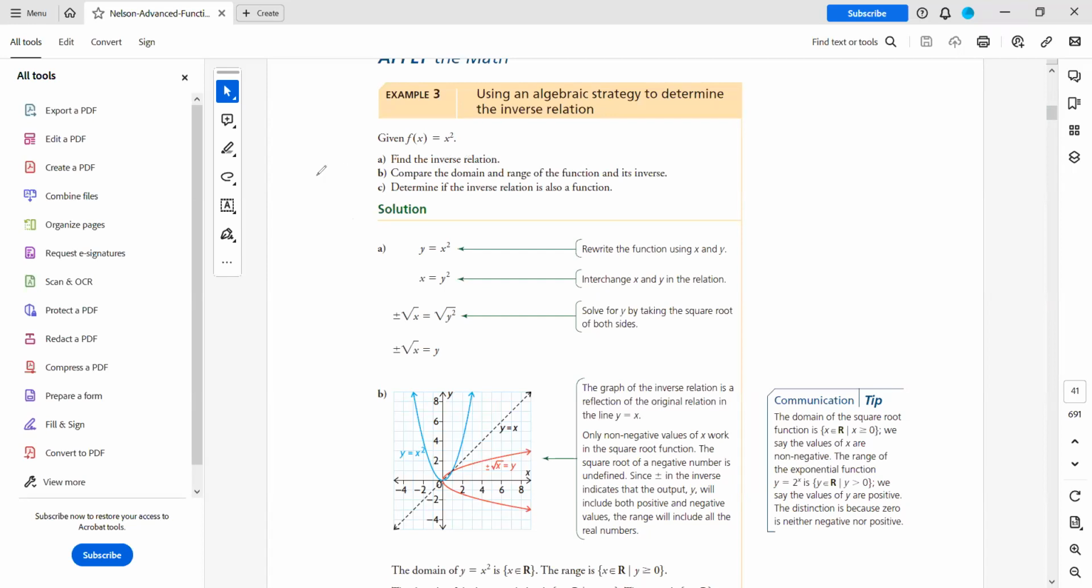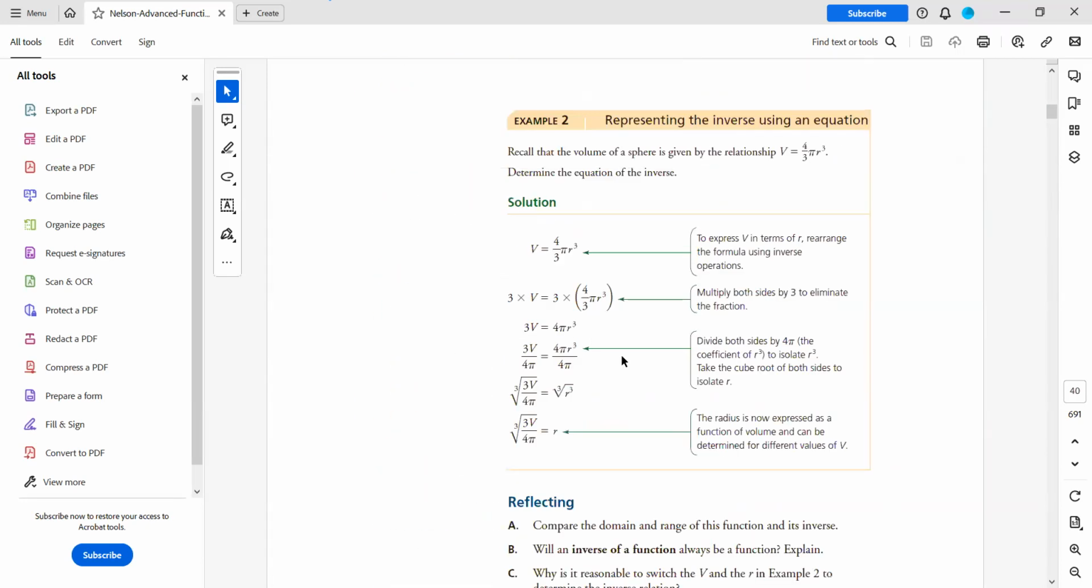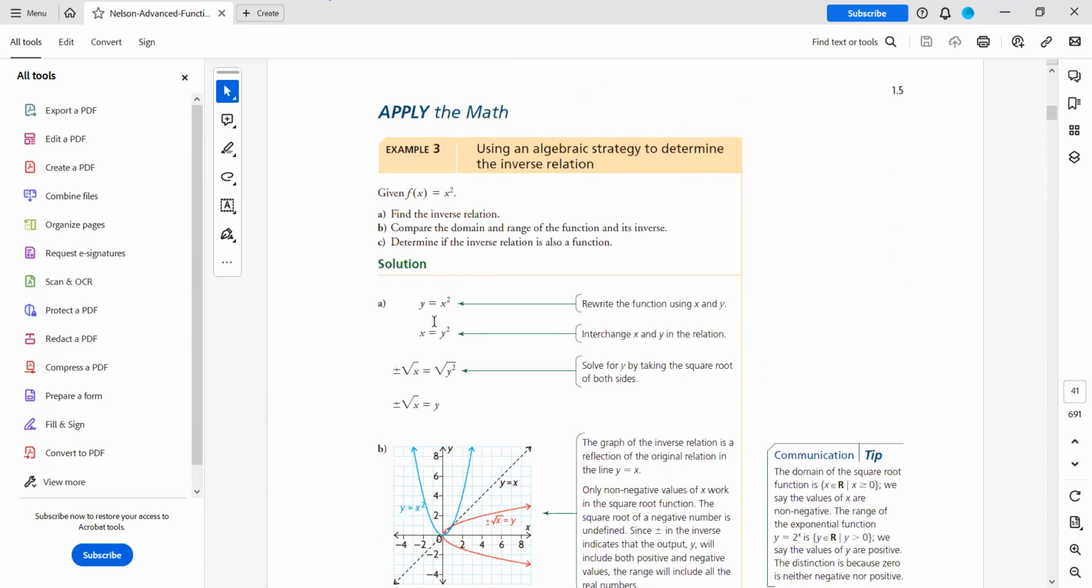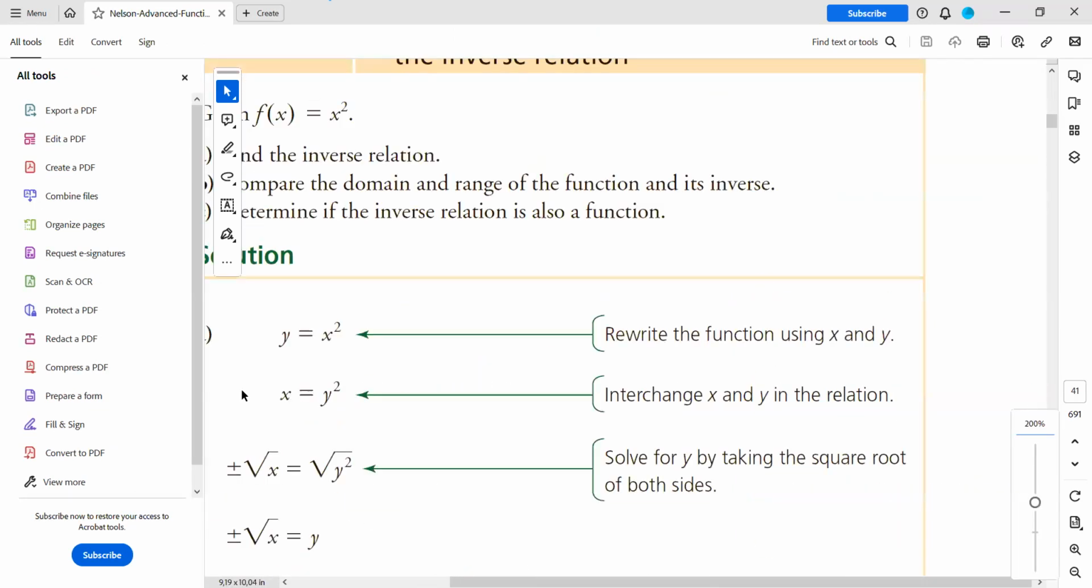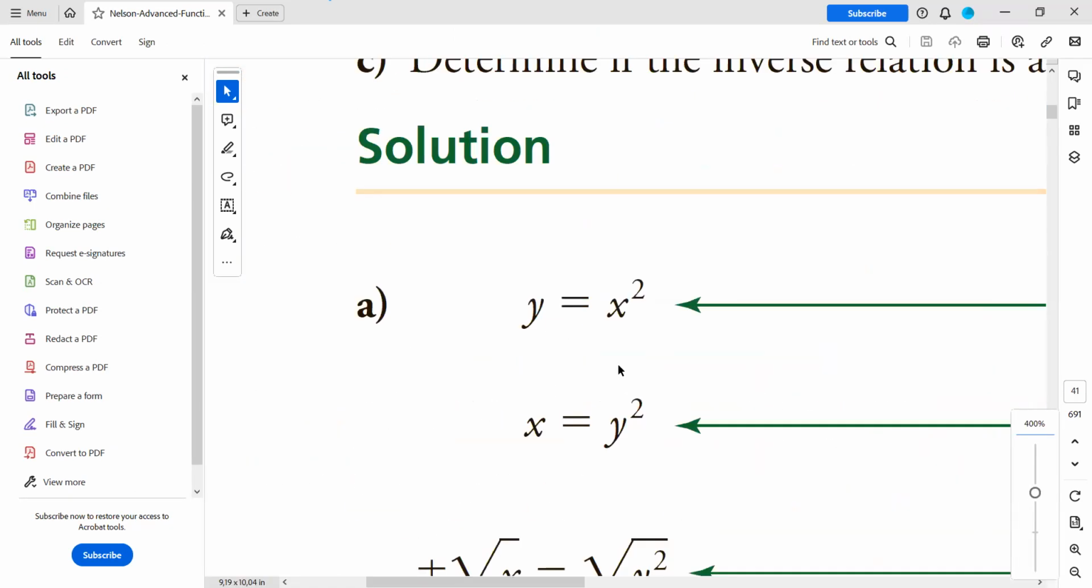And there is another way of finding the inverse relationship. The way of doing it is fairly simple. First of all, you can apply inverse operations, but also you can interchange the variables between each other.